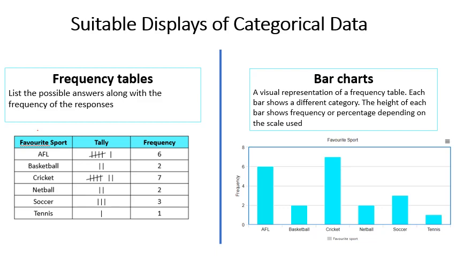With the frequency table, what we have here as an example is a list of favorite sports for different people. And at the end, you've got the frequency. So the frequency tells me how many people chose, for example, AFL as their favorite sport. So from here, I can see that 6 people prefer AFL, 2 people prefer basketball, 7 prefer cricket, and so on. Bar charts are just another way of representing the same information, in a slightly different way.